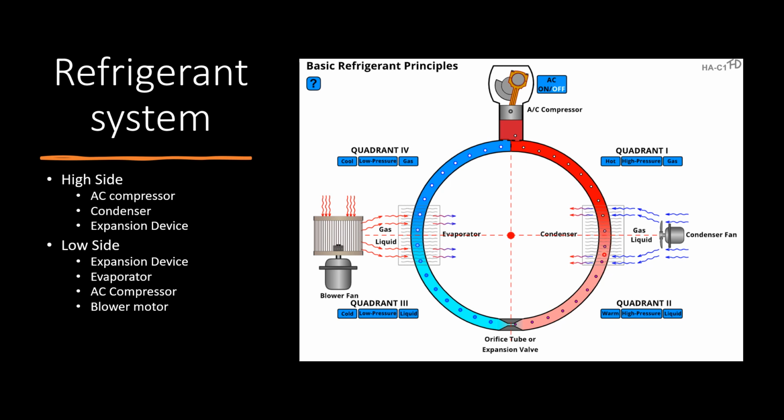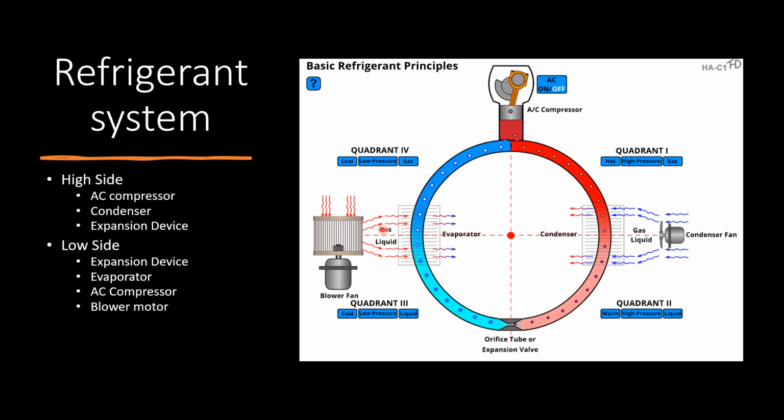Now it's a high pressure liquid moving down the system until it gets to the orifice tube or the expansion valve. At the expansion valve, it's going to go from a high pressure liquid to a low pressure mist. It's really not quite a gas at this point. It's more of a mist. And so we're going to turn it into a low pressure mist. That low pressure mist is going to go up to the evaporator.